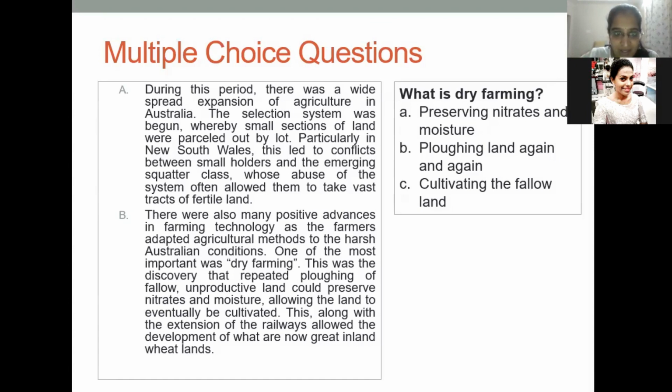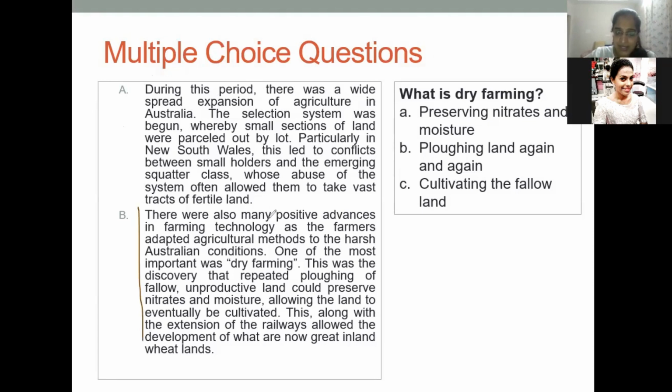I've got a variety of answers. Some of you have written A, some of you have written B, some of you have written C. So now let's look at which is the most appropriate answer and why. Our first paragraph does not have this particular answer. It's just giving us an introduction and how there was an expansion of agriculture in Australia. So the first paragraph does not have the answer to the question. Now let's look at the second paragraph.